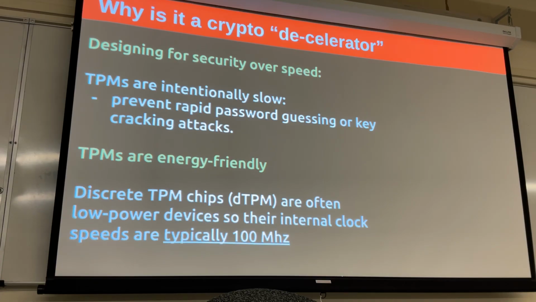Your computer's operating at gigahertz, and this thing operates at 100 megahertz usually. They're energy friendly, and so that's another reason. This chip is like an add-on. Imagine if the TPM took up the same amount of power as a processor. People would not be happy because if TPMs were required, they basically need to have the power for 2 processors. So they want to make this add-on as lightweight as possible. They make it low power, and so it has a very low power internal clock, about 100 megahertz.